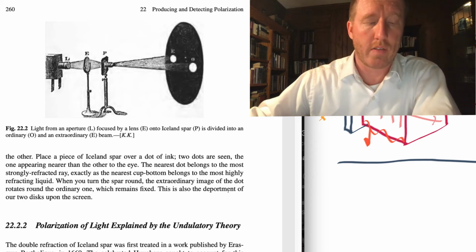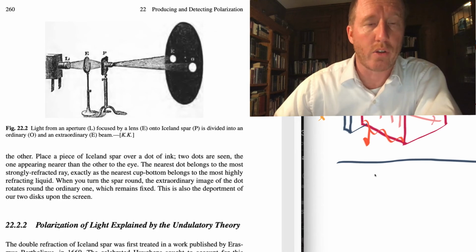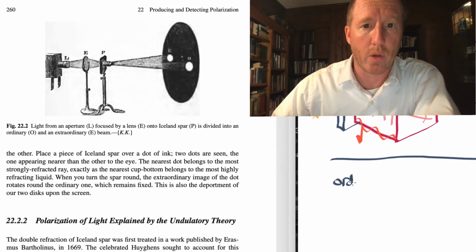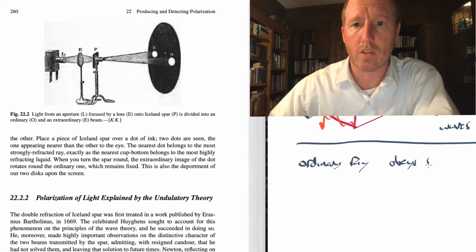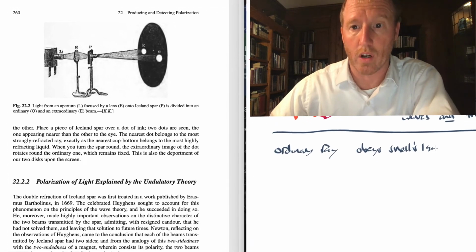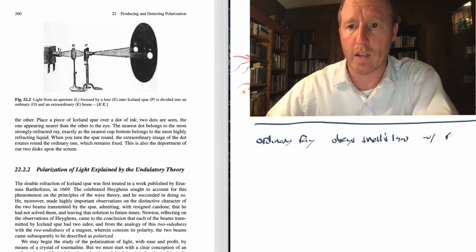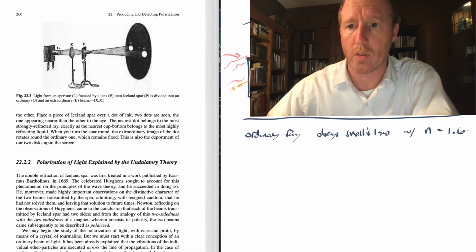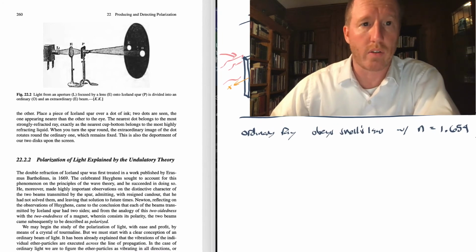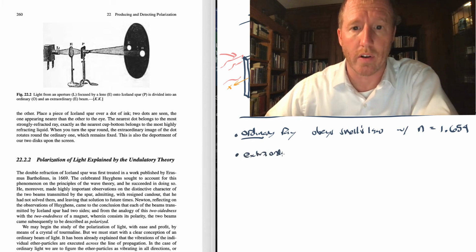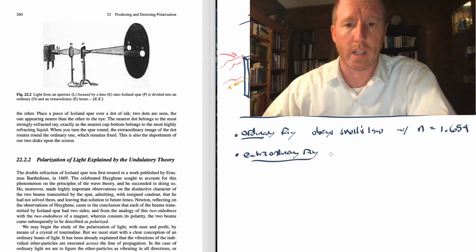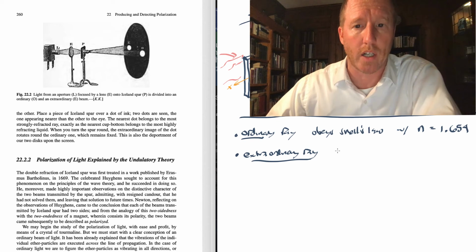He says here specifically that the ordinary ray, that is the one labeled O in his diagram, obeys Snell's law, the law of refraction, with a refractive index n of 1.654. So that's why it's called the ordinary ray, because it obeys Snell's law. But there's also this extraordinary ray. Some of you saw this in the laboratory when you looked at birefringence, passing light through a crystal.